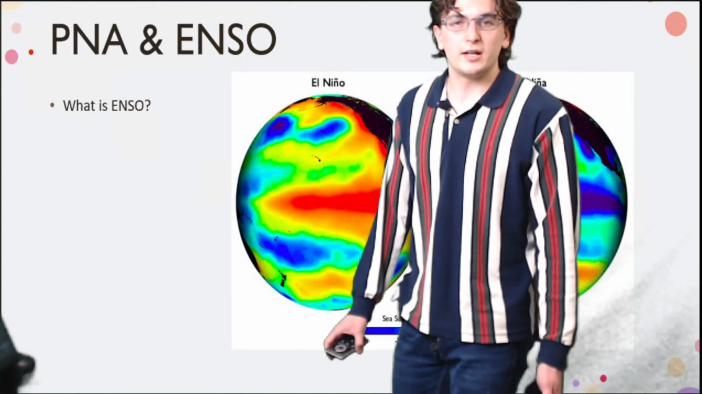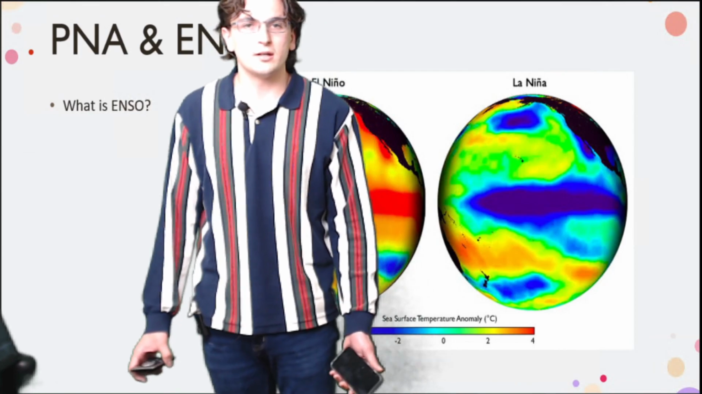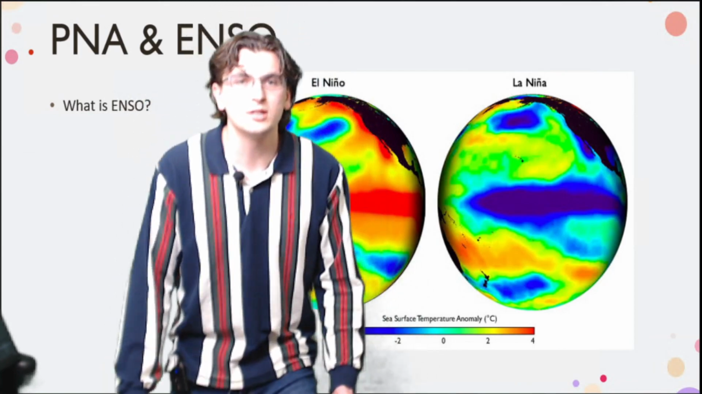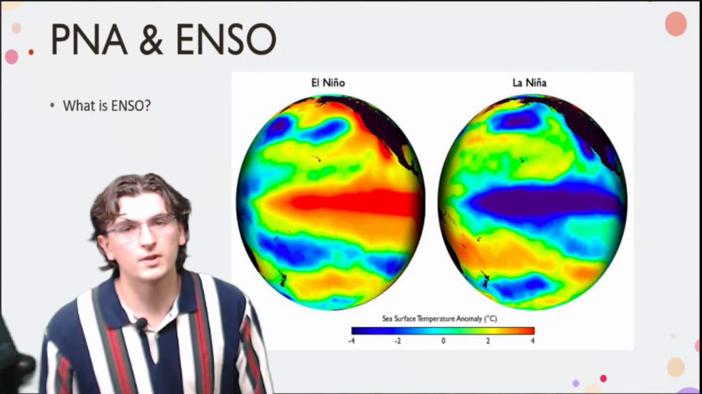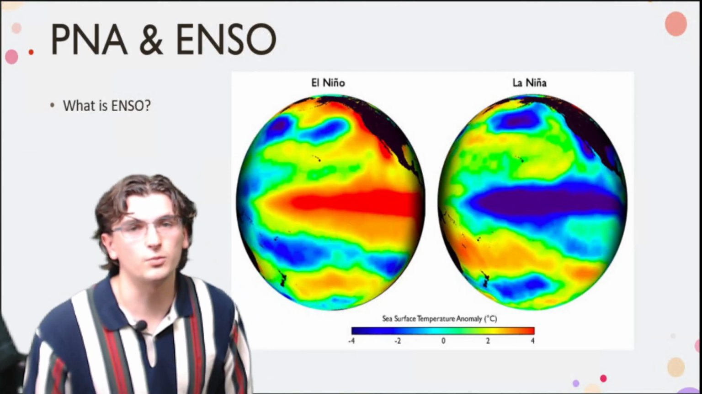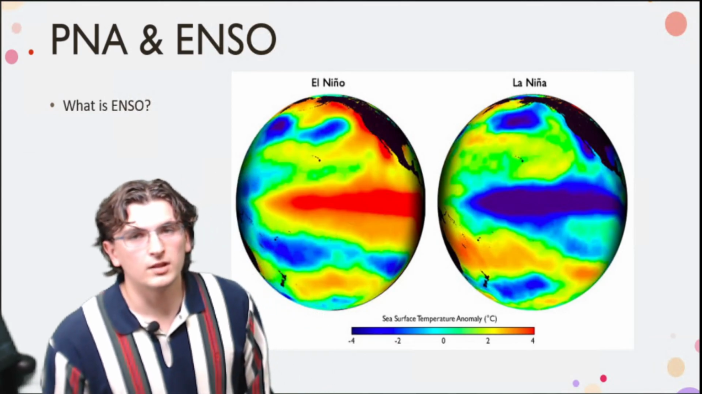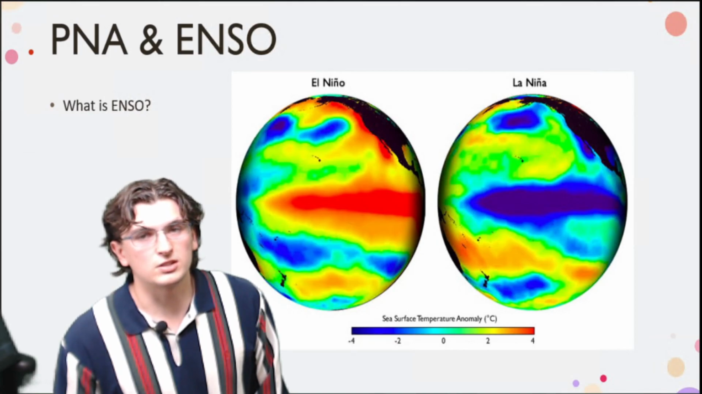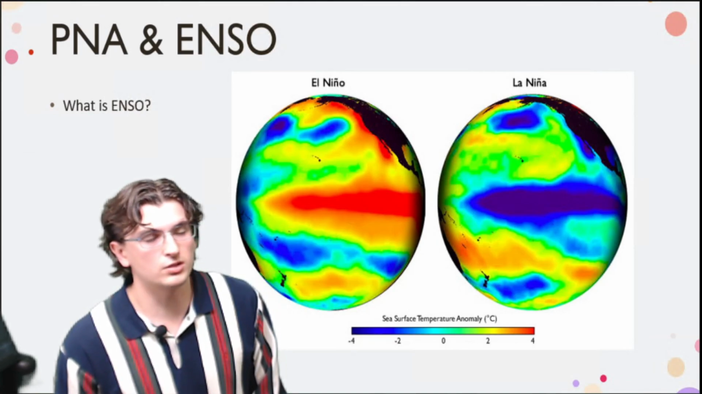As the introduction said, we would touch on how the Pacific North American teleconnection and the El Nino Southern Oscillation connect to one another. But first, we must briefly touch on what is ENSO. At its most basic, ENSO are differences in temperature in the equatorial Pacific off the coast of America.